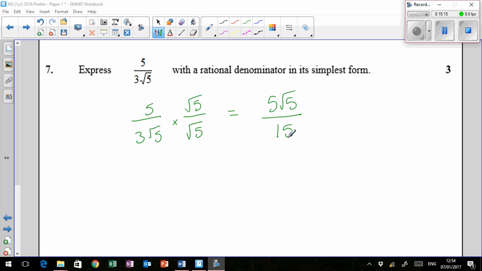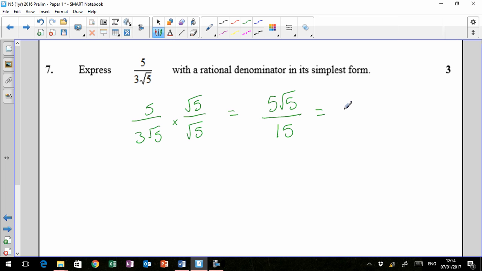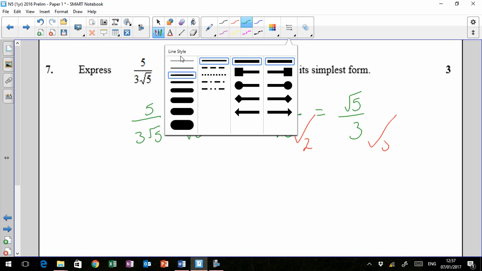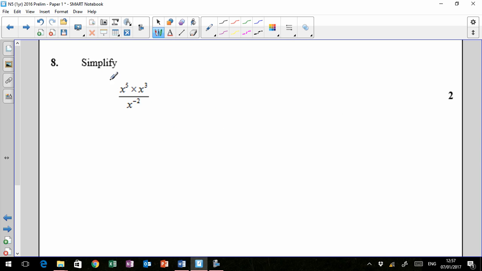Okay, then looking at that fraction, 5 and 15 are both in the 5 times table, so we can divide them both by 5. That'll give me 1 root 5 over 3. Okay, so marking, first mark is for knowing to multiply top and bottom by root 5. The second mark is for doing that correctly, and your third mark is for simplifying. Okay, 3 questions to go.